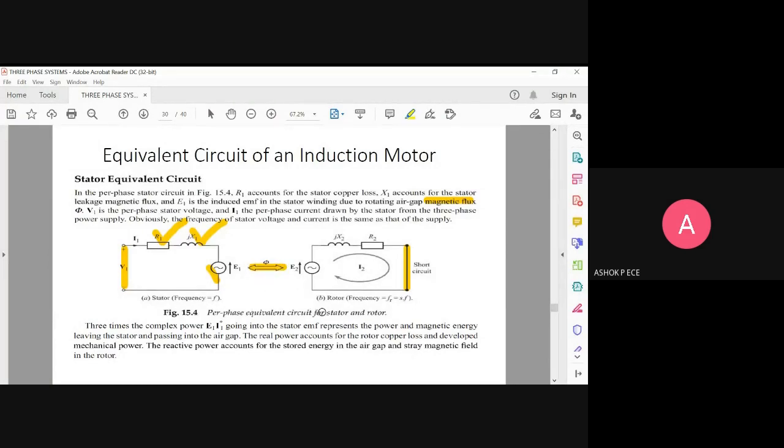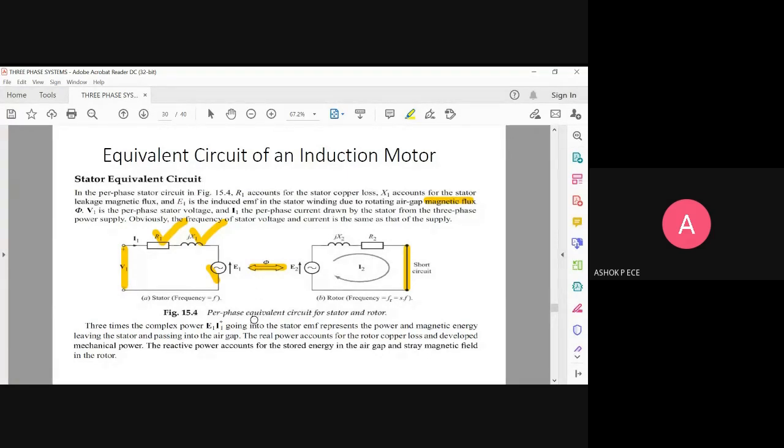So all these are per phase. Per phase means only for one winding. Three phase means I have to draw the diagram three times, one below the other, for three phases, so that finally the power will be multiplied by three. Okay, so I can write 3 E1 I1 conjugate as the power going into the stator. The EMF represents the power and the magnetic energy leaving the stator and passing into the gap. So this voltage multiplied by the current will be passing into the air gap, coupling with the rotor. And finally, whatever power is absorbed in the rotor will be circulating as current I2 in the rotor circuit.